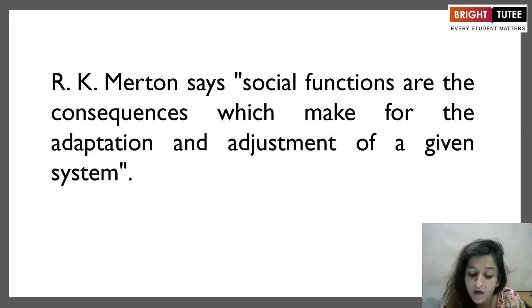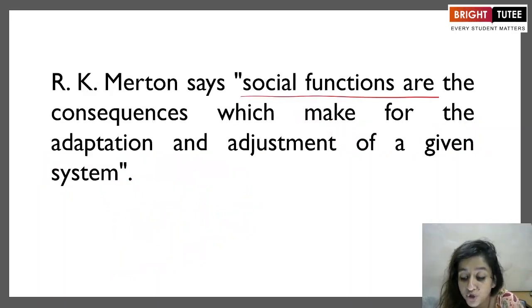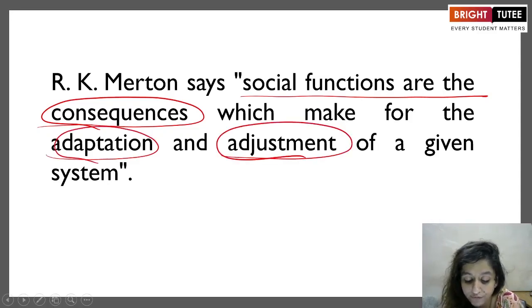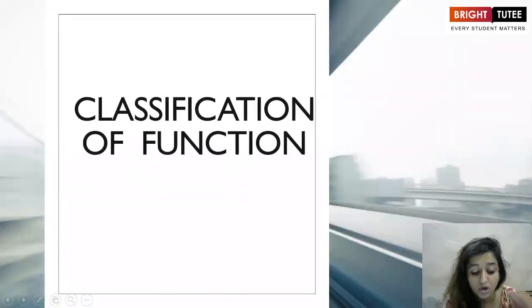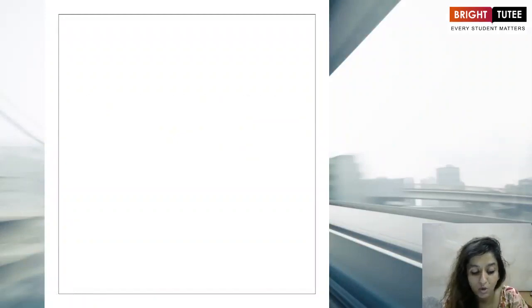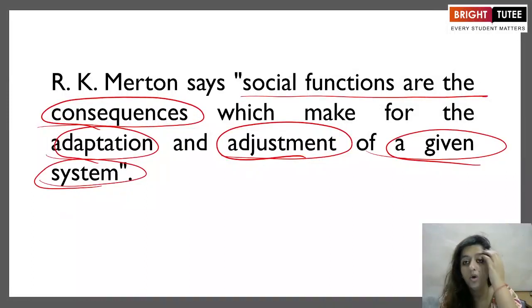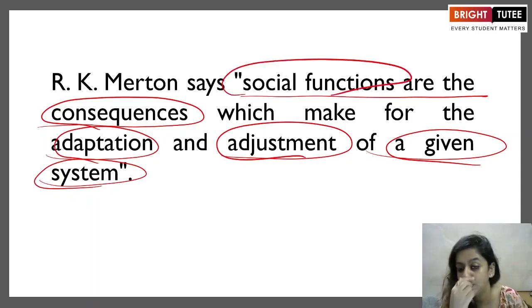Moving on, you have R.K. Merton, who says that social functions are the consequences which make for the adaptation and the adjustment of a given system. So, the consequences required for the adaptation and adjustment of a given system are what are described as social functions by R.K. Merton.